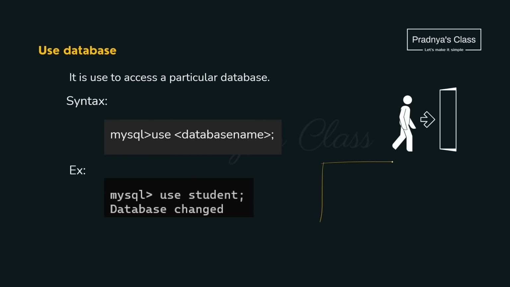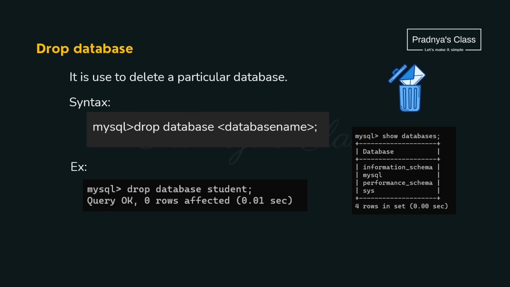We created one database named student. But before creating the tables inside it, you should use this command. By using this command, you are actually entering into the database. So first you need to create the database and then use it. If you know how to create it, you should also know how to delete it. For deleting the database, we have the drop database command. Drop database and name of the database. In this way, the database will get deleted.